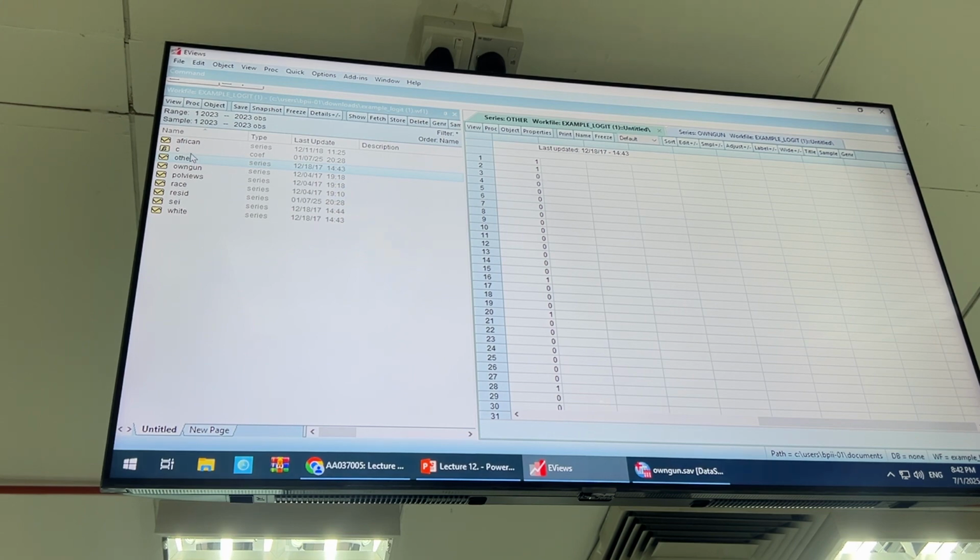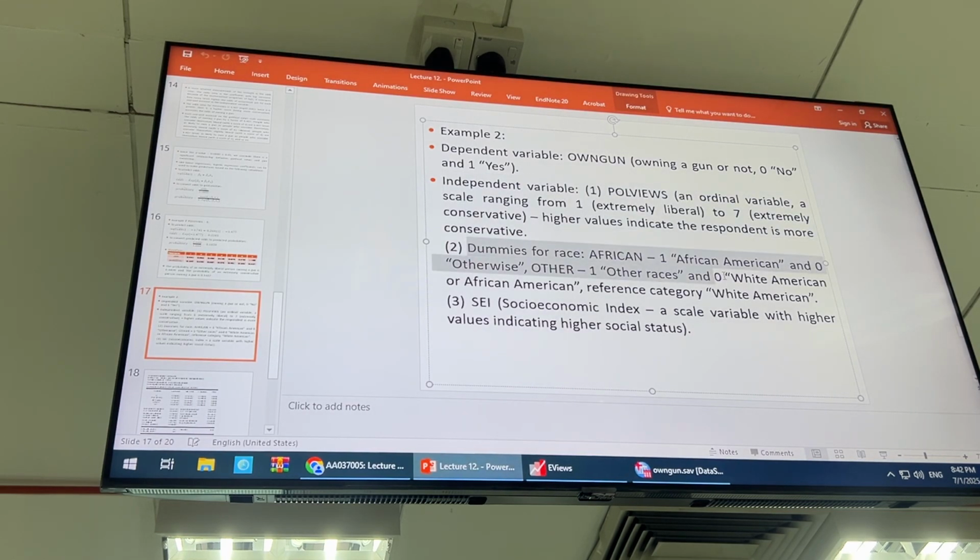But if you include the constant in the model, then you cannot include all of them, just like what we discussed before. Otherwise, you have a problem of perfect multicollinearity. So in this case you exclude white and use that as your reference category, and include the other two as variables for African and others. So this is the dummy variable for race, African as well as others, with white as the reference category. So you exclude white from the model.